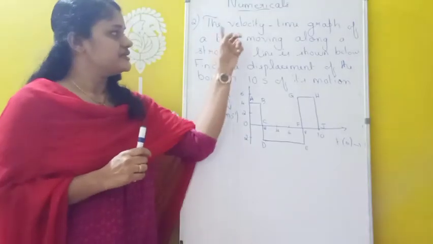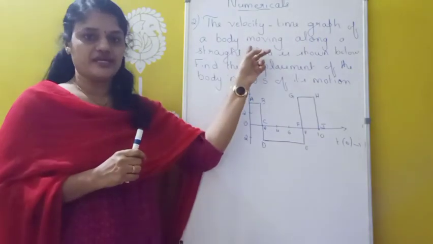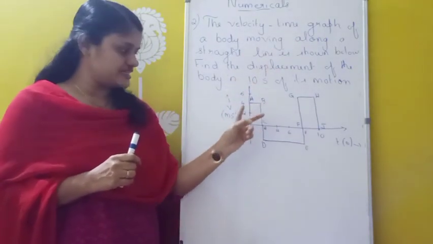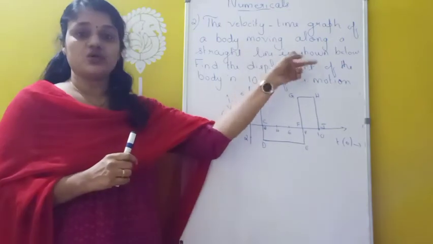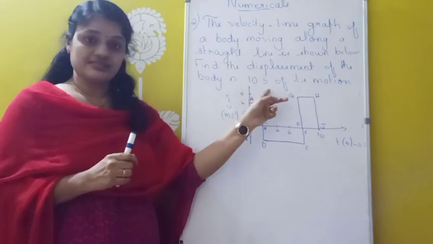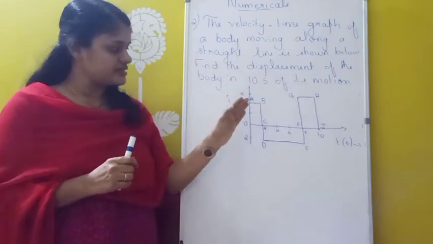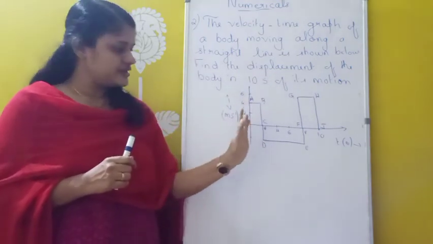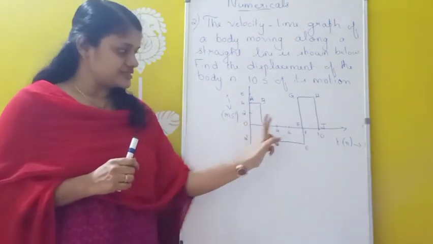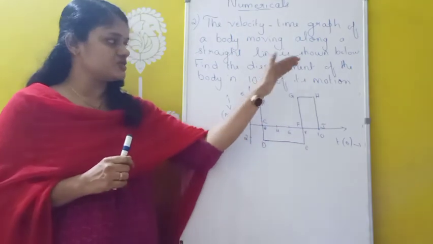Second problem: the velocity time graph of a body moving along a straight line is shown here. Find the displacement of the body in 10 seconds of its motion. Here time is given in the x direction. So in these 10 seconds, what is the displacement of this body?